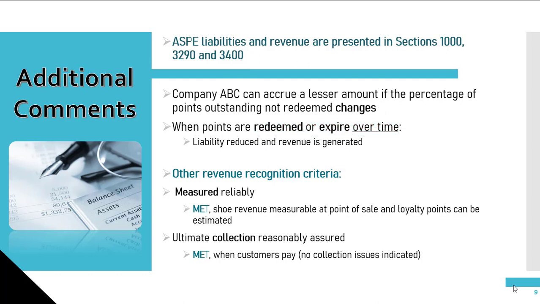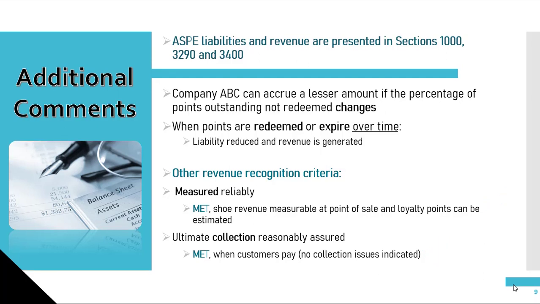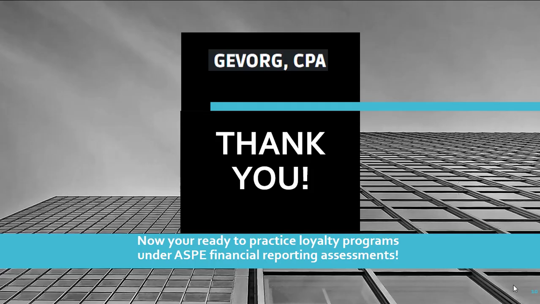The other revenue criteria that needs to be met includes measurability and ultimate collection being reasonably assured. These are both met as shoe revenue is determined and measured at the point of the sale, which can then be used to estimate the loyalty points. There is also no indication of any collection issues in this case. For further guidance on ASPE liabilities and revenue, check out sections 1000, 3290, and 3400. Now you're ready to practice loyalty programs under ASPE and IFRS reporting financial responsibilities.